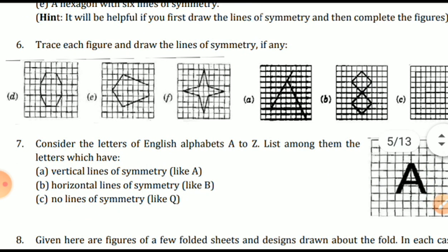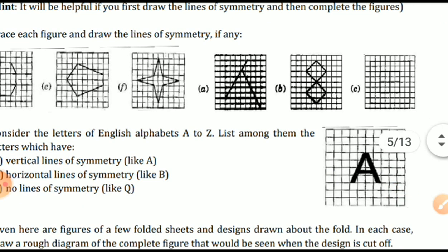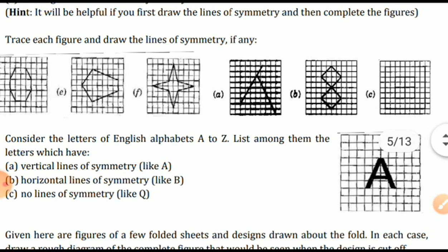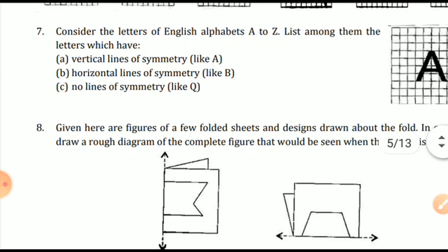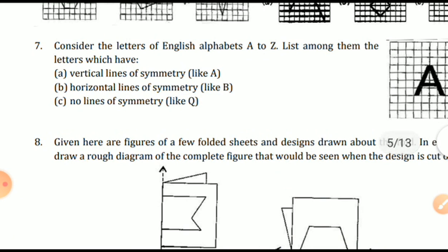Here also A, B, C, D, E, F, G are given. Right, beta, A B C, and E F also given. Very good. Look at question number 7 and then the last one is 8. Today we are going to complete 7 and 8 also.